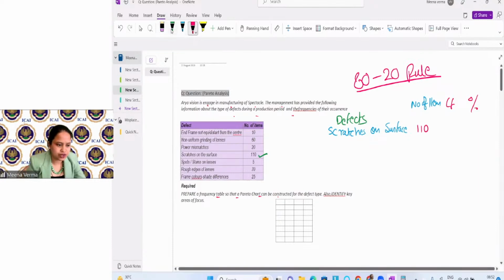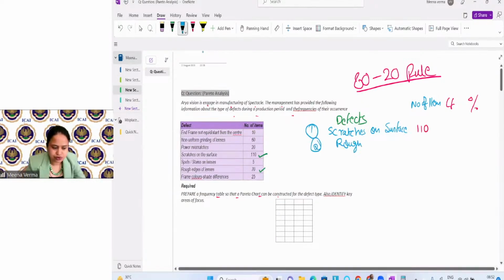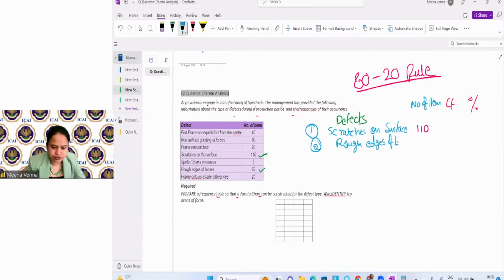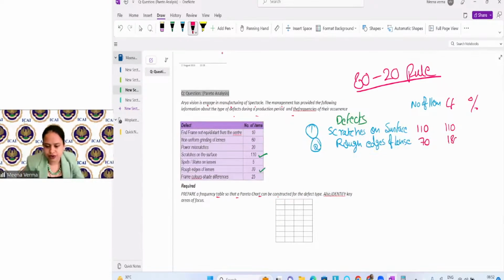All right. Then what we have, the next one is what? The next highest value is what? This one: rough edges. Rough edges of lens is how many? Value is 70. So here 110 plus 70 is 180.